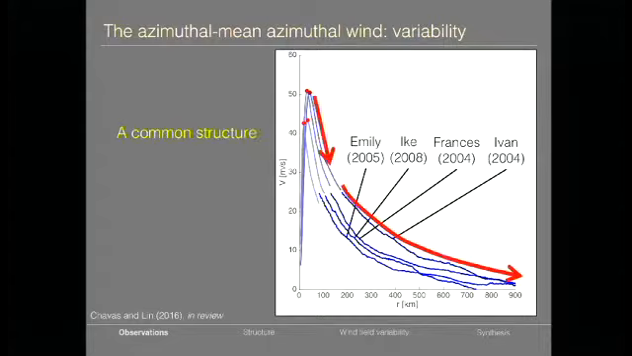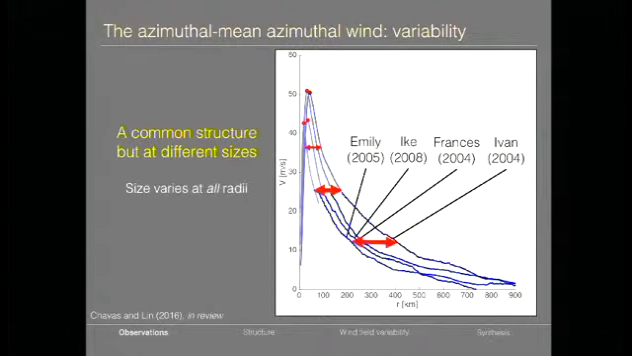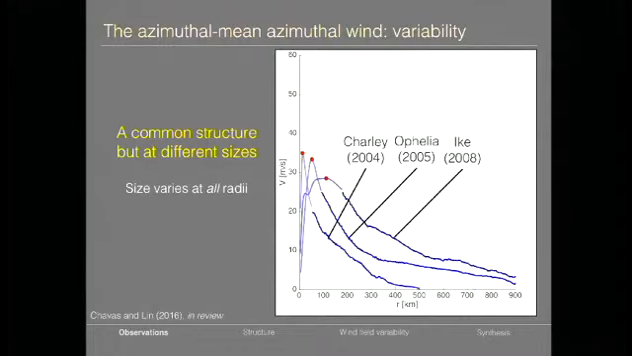What you'll notice is that you have this common structure, again, this rapid decrease beyond the radius of maximum wind, and then the long tail. But they all occur at different sizes. And the size concept varies really at all radii. These are storms that are similar intensities, but they're showing up at different sizes. So no matter what wind radius you look at, 12 meters per second, something like that, they're all consistently at different sizes. And this is something that's been known for a little while, but hasn't really been looked at in terms of the full wind profile.